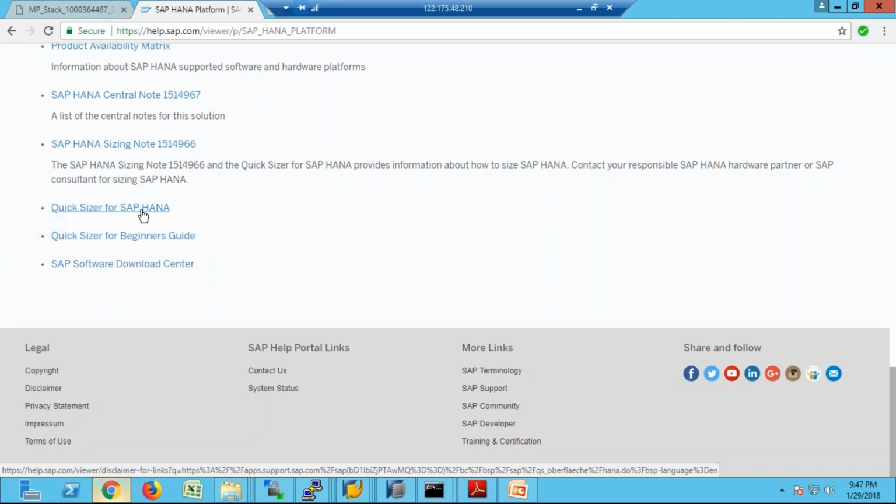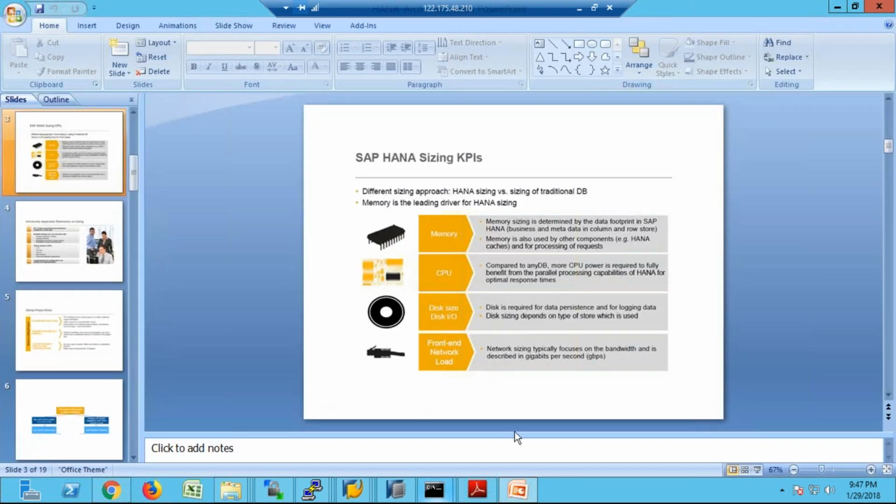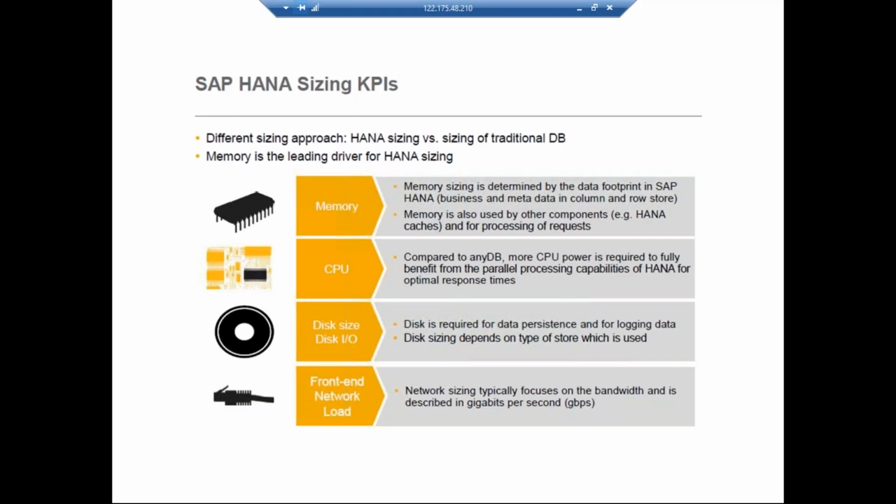So if you look at the sizing, the KPIs, the sizing KPIs, what we call them as, are this: the memory, CPU, the disk I/O, along with the disk size, and the network loads, the front-end network loads.